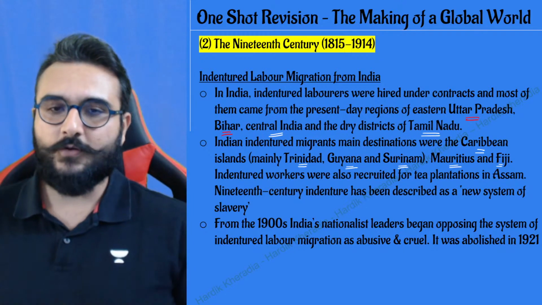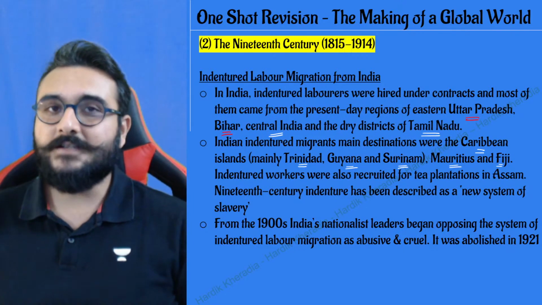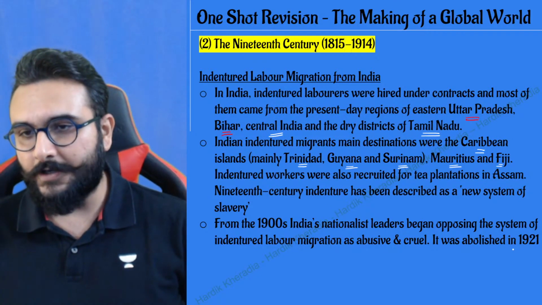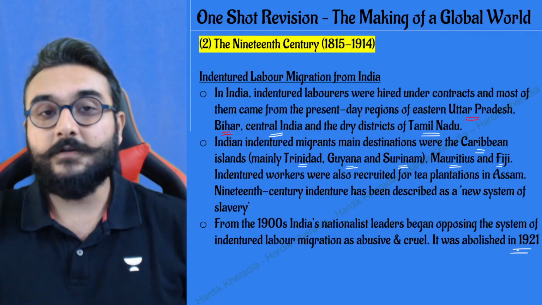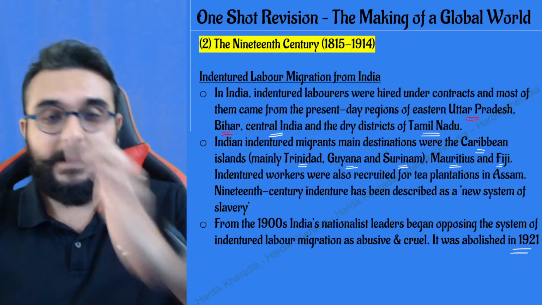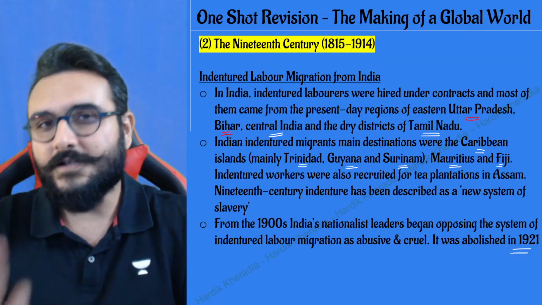Is that clear, all of you? And this system was opposed. And then finally, in India, it was abolished in 1921. There were so many people that became indentured laborers. I'll just tell you one thing, okay?